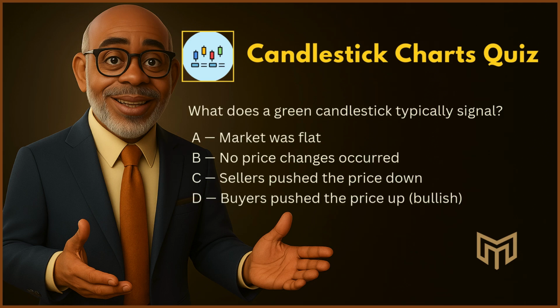Question 8. What does a green candlestick typically signal? Is it A, the market was flat? B, no price changes occurred? C, sellers pushed the price down? Or D, buyers pushed the price up? Bullish. Take a moment, about 10 seconds, to decide.